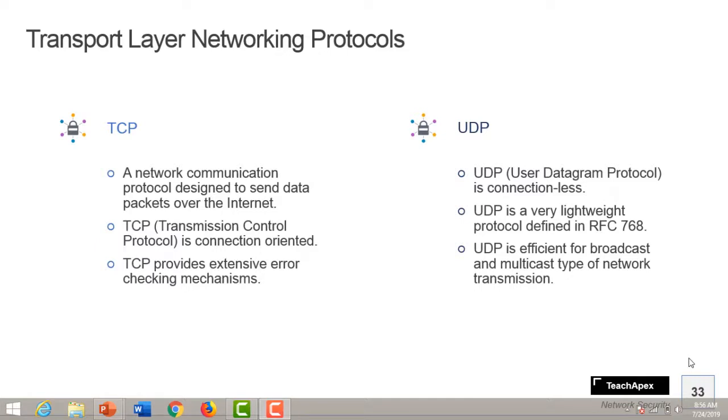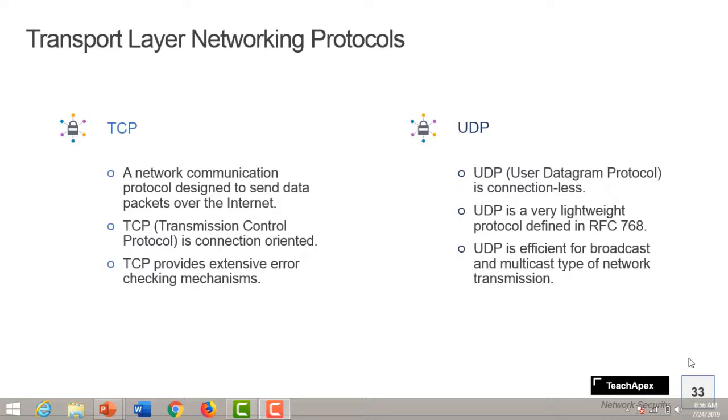TCP is basically Transmission Control Protocol, and UDP stands for User Datagram Protocol. TCP is a network communication protocol that is designed to send data packets over the internet. Both of these protocols, TCP and UDP, are designed to send data packets over the internet.